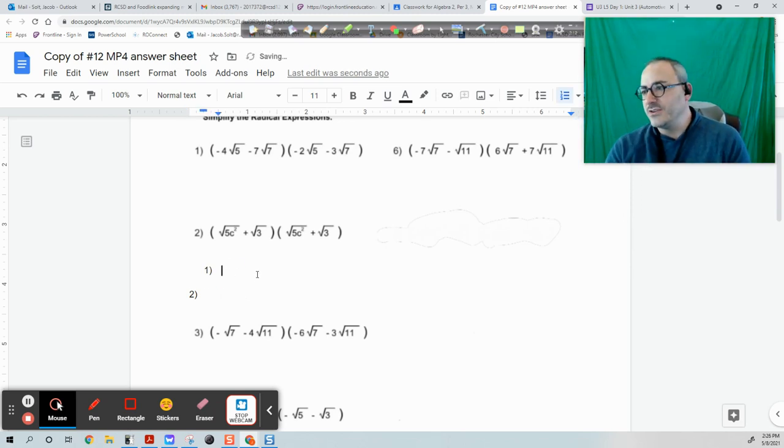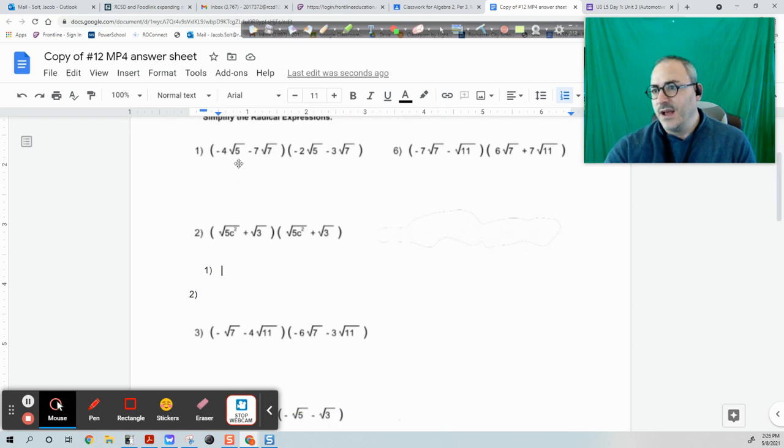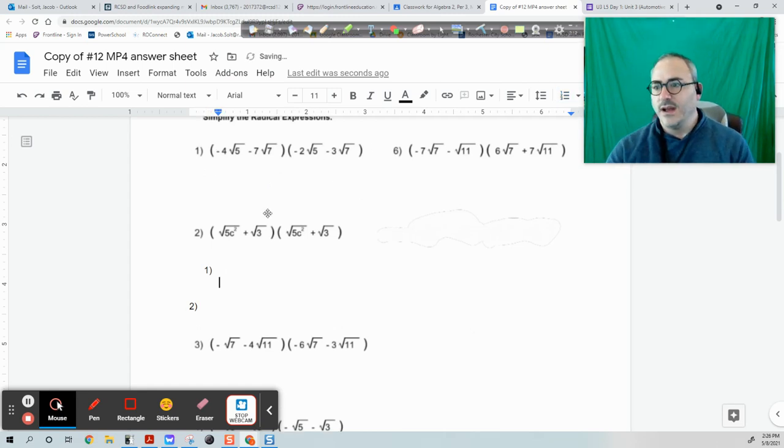Let me do like 1 and 2, and I'll do 6 or something, and then we'll be done, and then you do the rest. All right, so we have to simplify these things. Let's think about this. See these two parentheses? These parentheses say multiply these two expressions to each other. Just like I showed in the last video, I have to multiply each piece of this.